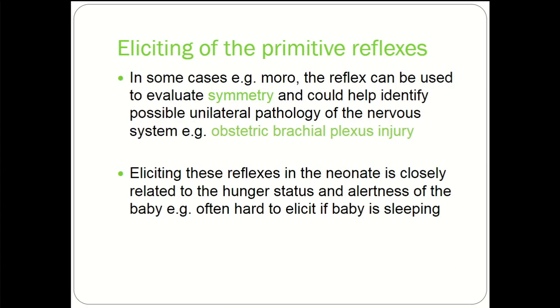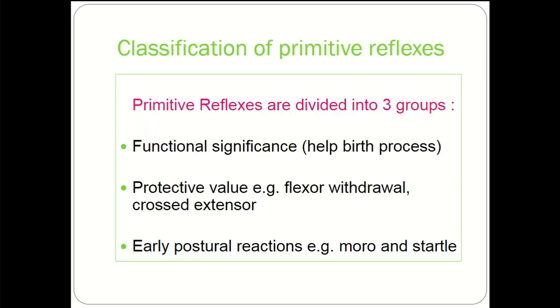In some cases, like the Moro reflex, it can be used to evaluate symmetry of the body and could help to identify possible unilateral pathology of the nervous system, where one side of the nervous system is affected, like obstetric brachial plexus injury. Eliciting these reflexes in the neonate is closely related to the hunger status and alertness of the baby. For example, it is often hard to elicit if the baby is sleeping.